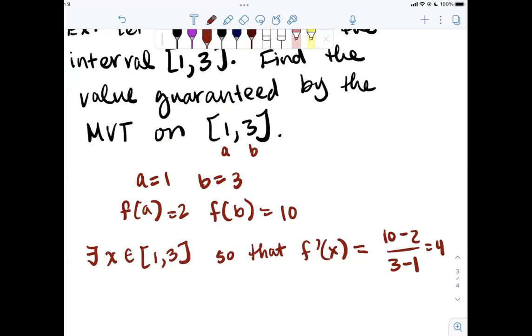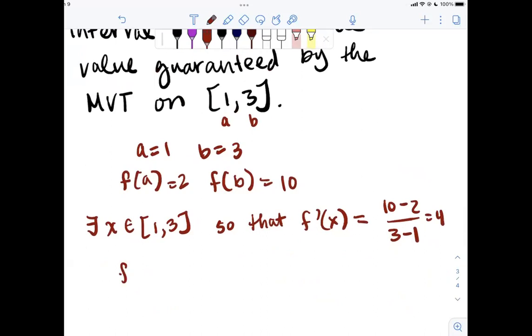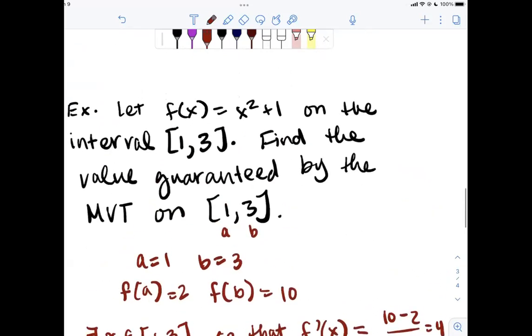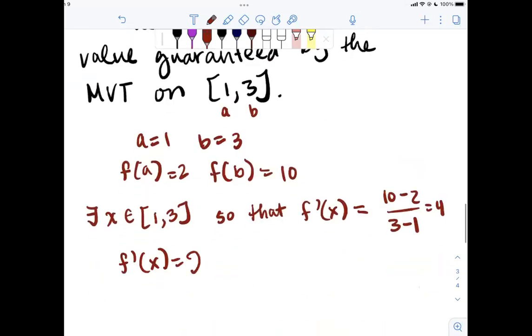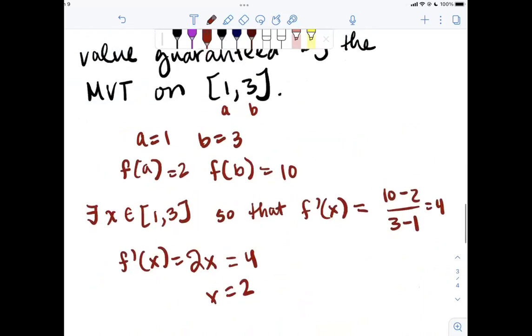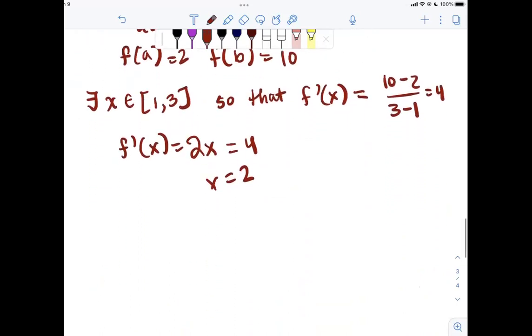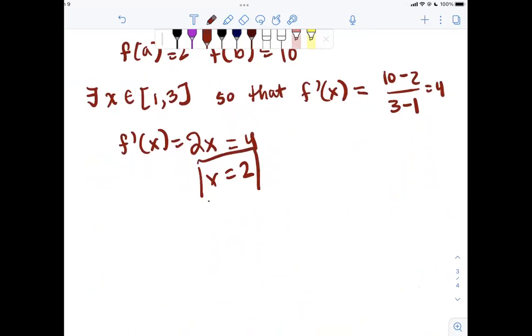So how are we going to do this? Well, we're just going to take the derivative. So f prime of x equals 2x. And we want this to equal 4. We want to find x so that it's equal to 4. So we just set that equal to 4 and divide. So we get x equals 2. And x equals 2 is in this interval from 1 to 3. That is the value we're looking for. And so this is going to be the value guaranteed by the mean value theorem.